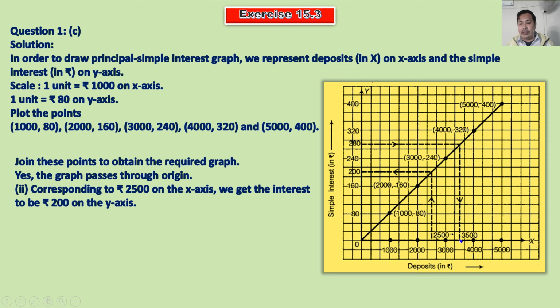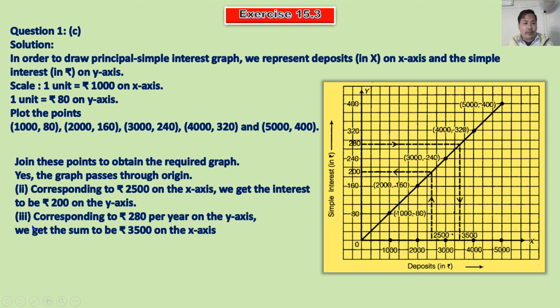And another one again, question number 3. Okay, corresponding to rupees 280. So how will you get the 280 here? 280 will be the middle of these two. If you add these two, 320 and 240, together and divide by 2, you will get 280 here. And this is the middle point. Okay, the middle point of these 2 points will be 280.